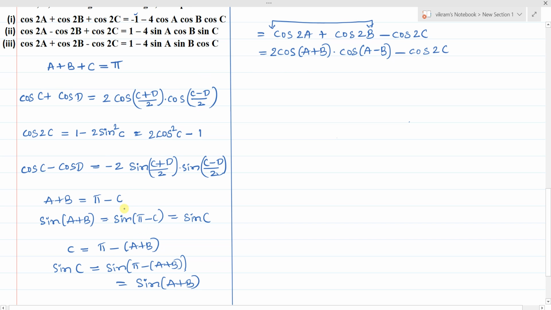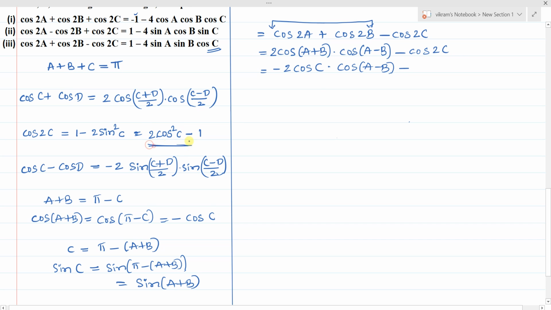Over here we can write cos of a plus b is equal to cos of 180 minus c, which is equal to minus cos c. So now we can write this as minus 2 into cos of a plus b, which can be written as minus cos c into cos of a minus b. In the option we have cos c. That means cos 2b has to be represented in terms of cos c.